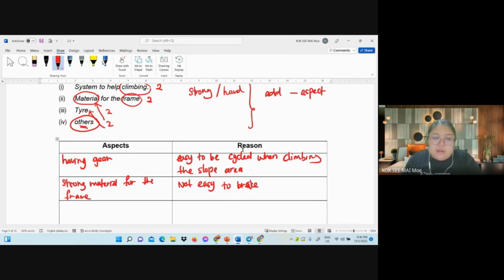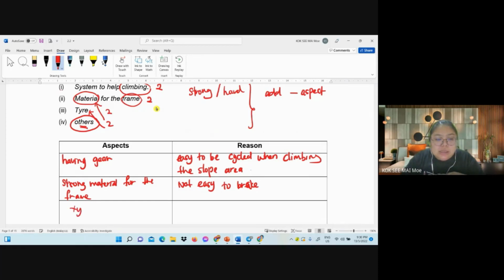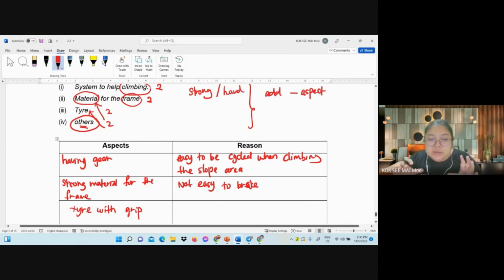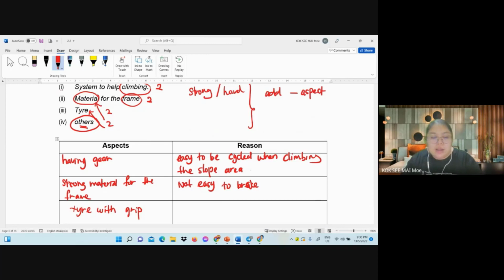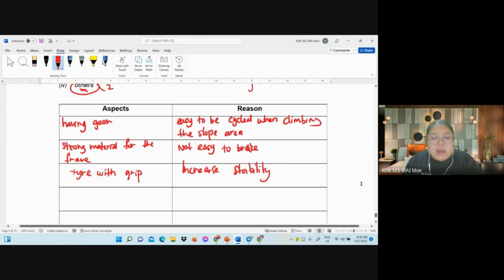Okay, then the next one we say the tire. From here, they want the tire with grip. Grip means the brake, the tire has lines, is it? They want the lines to have grip. So that means when you just brake, they're more stable on the ground. They never slip. So this one is increase stability. The grip is for you to be more stable and never fall down.